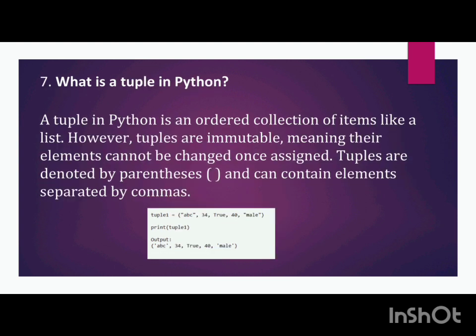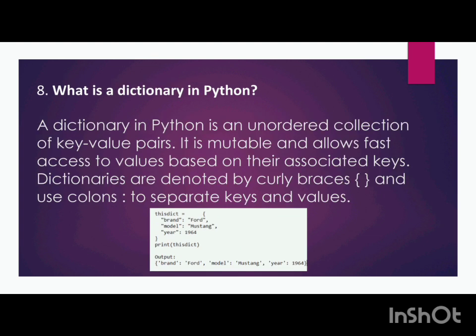What is a tuple in Python? A tuple in Python is an ordered collection of items like a list. However, tuples are immutable, meaning you cannot modify the elements once assigned. Tuples are denoted by parentheses and can contain elements separated by commas. In the example, you can see I have a tuple that contains a string, an integer, a boolean and integer values. I'm just printing it, and you can see the output is printed as expected. Okay, let's move on to the next question.